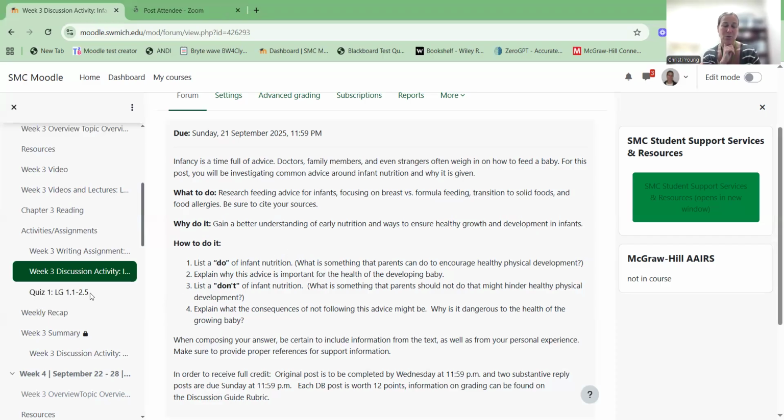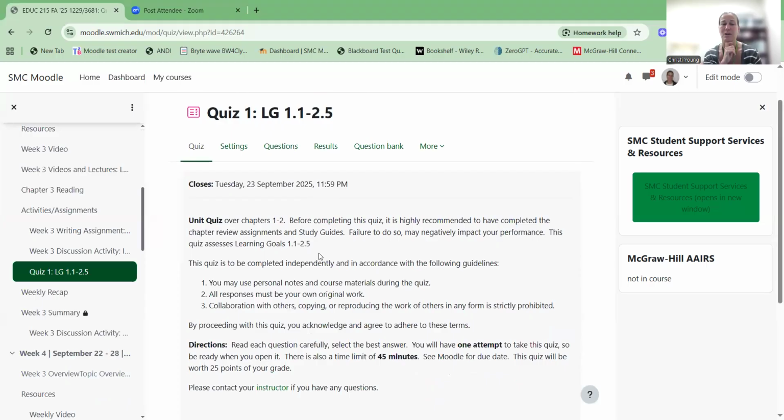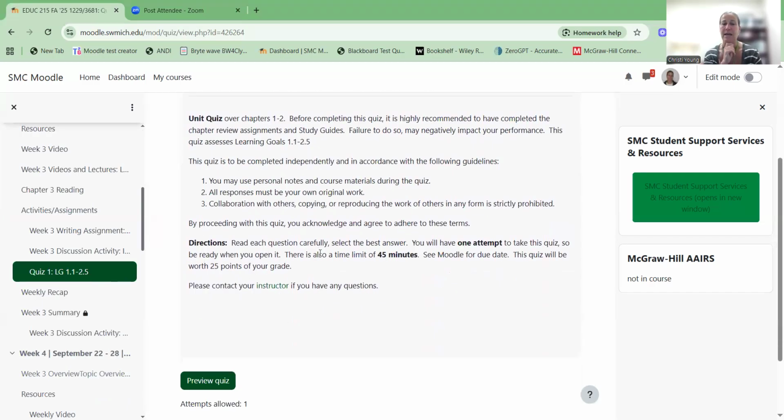Okay, so your next activity, fun activity that is your first quiz. This quiz is going to be over chapters 1 and 2. And I highly recommend doing the study guides because they are aligned with the quiz. These are pretty much open resource, but there's going to probably be a lockdown on it. So be aware that that is the case.